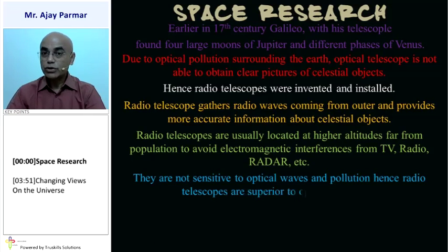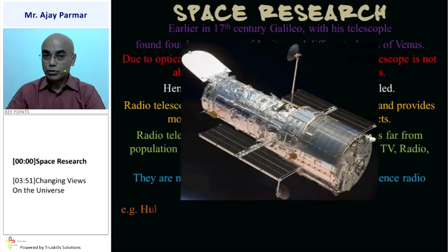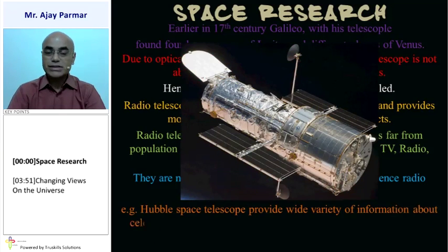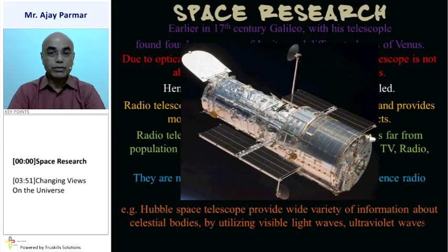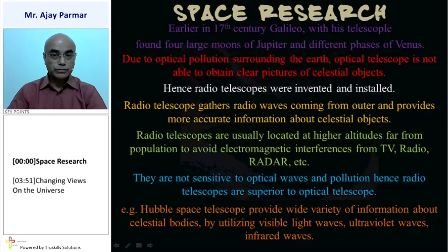Also, they are not sensitive to optical waves and pollution. And obviously, because of the same reason, radio telescopes are much superior compared to optical telescopes. For example, the Hubble Space Telescope provides a wide variety of information about the celestial bodies, heavenly bodies, by utilizing visible light waves, ultraviolet waves, and infrared waves. That means it is capable of sending much better quality pictures as compared to optical telescopes.